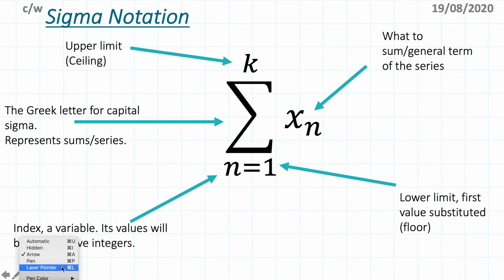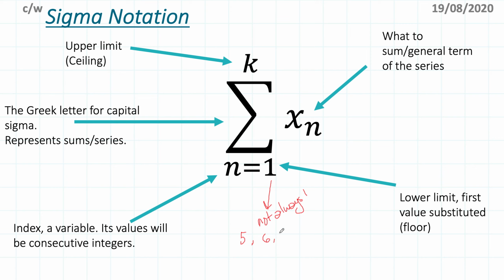Note that the start is not always 1. It can start at a negative value, it can start at 0, it can start at 5. But they move in integers. So if I start with 5, then the next value is going to be 6, 7, 8, and so on, until you get to your ceiling.